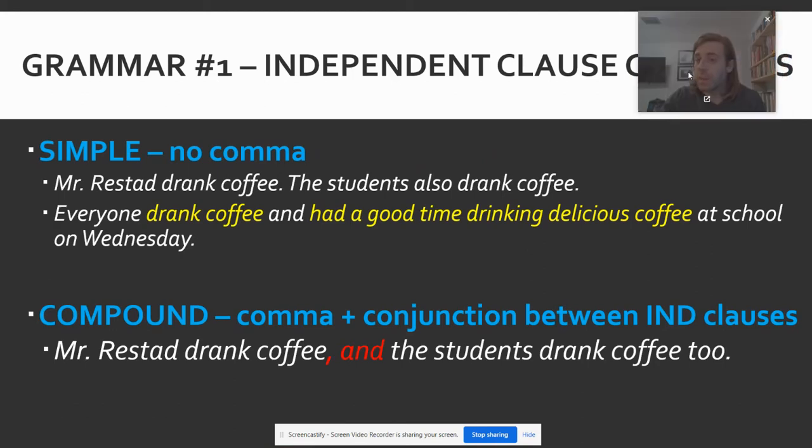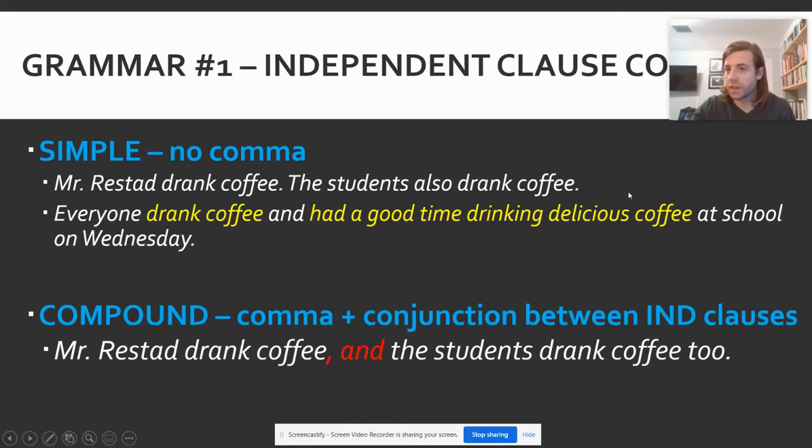So there's actually types of sentences that we're going to learn to identify as well to help us use these commas correctly. So the first type of sentence we're going to learn about is a simple sentence. This is a sentence that only has one subject and one verb. No commas are needed in simple sentences, at least as far as we know yet. So Mr. Restad drank coffee. Full thought, full sentence, works. I can put a period at the end of it, and I've got my subject and my verb. Got it. The students also drank coffee. Boom. Easy, simple sentence. The students is my subject. Drank is my verb. Easy.